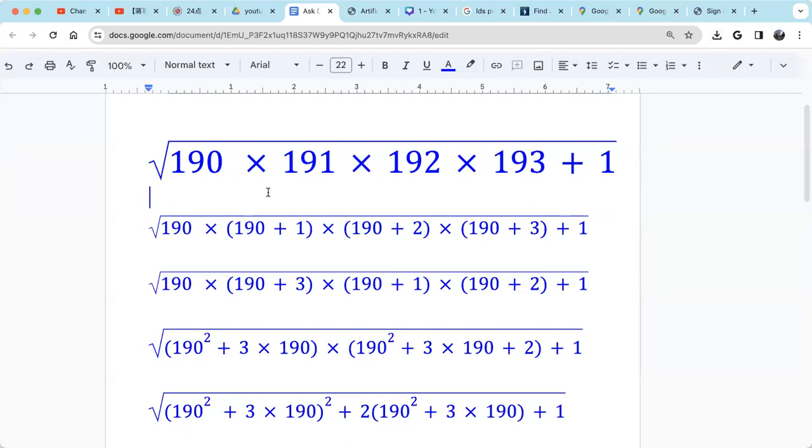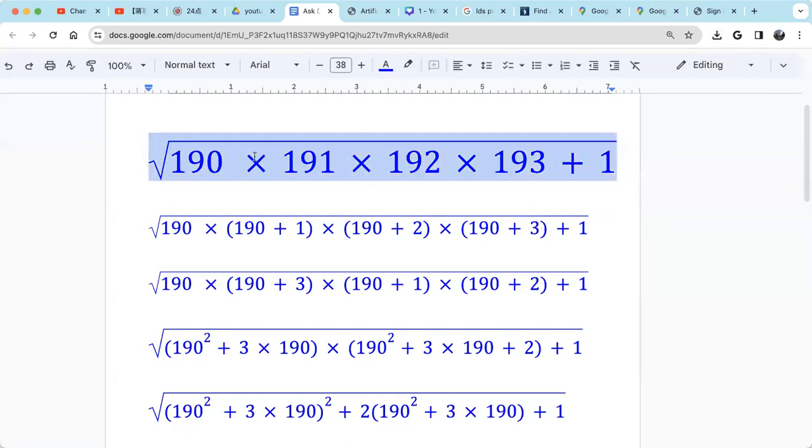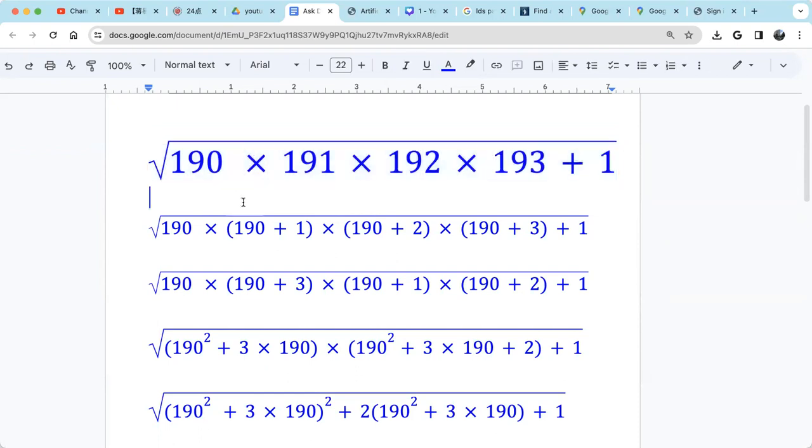Because if we can work out algebraic formulas, we can change those numbers to be any number to work with. That's the beauty of using algebra. We build a system for any numbers, any similar questions, and we can use the same system to solve it. So we want to change 191 to be 190 plus 1, 192 to be 190 plus 2, 193 to be 190 plus 3.